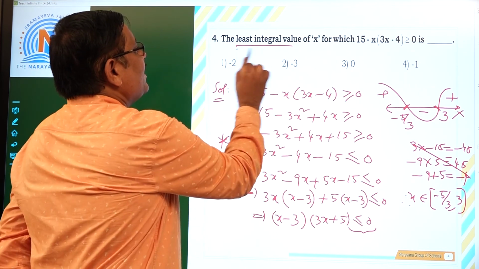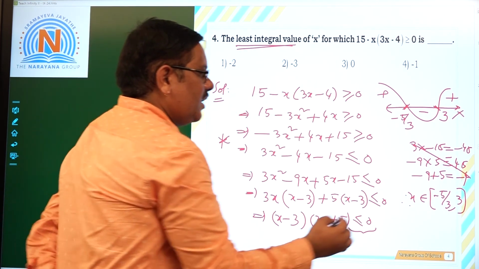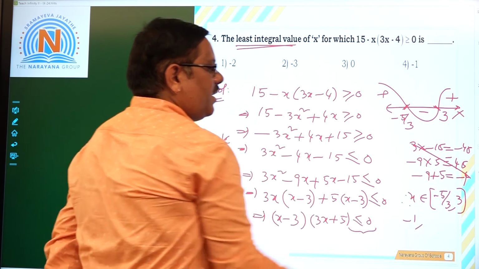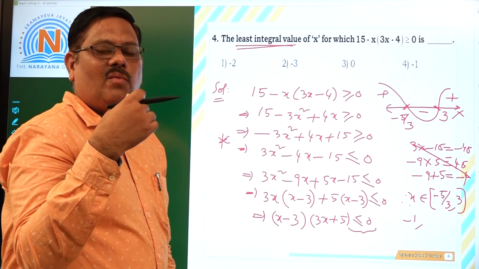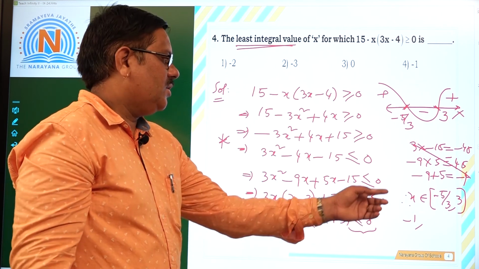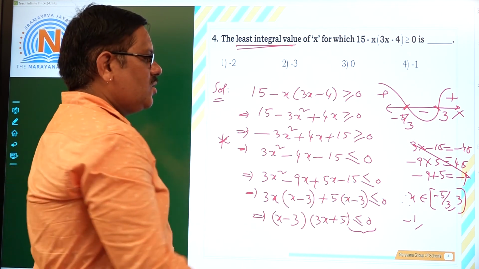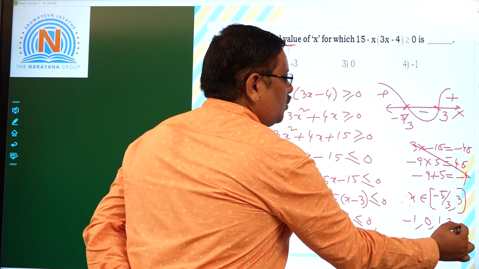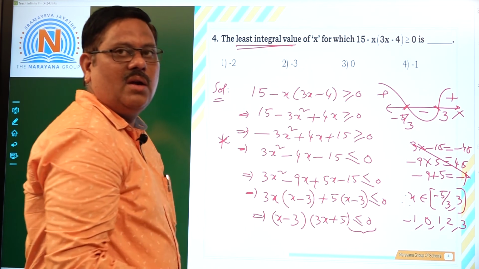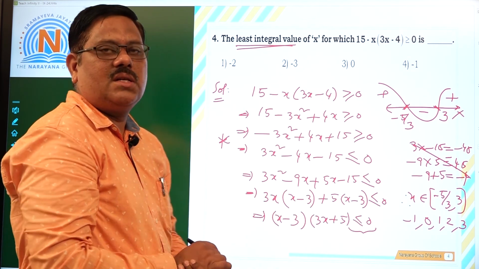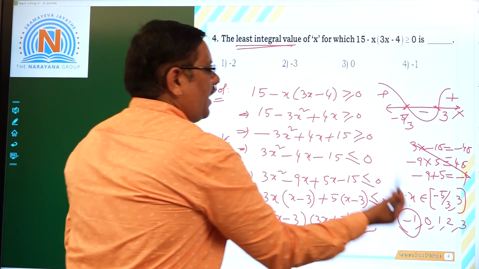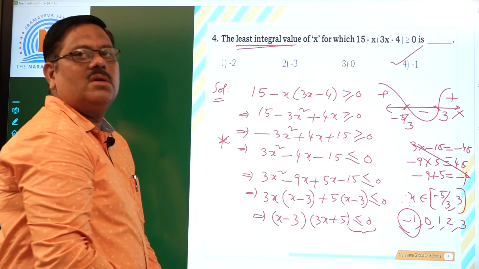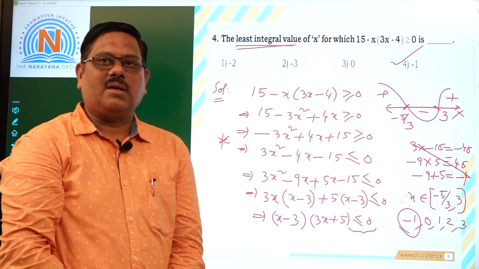Okay, least integral value he is asking. So what are the integral values that x will take? Minus 1, because minus 5 by 3 is minus 1 point something. Anyway, that is not an integer, don't take that. So it starts with minus 1, then you have 0, then you have 1, 2, of course 3 is also included. Out of all these 5 integers, the least integer is nothing but minus 1. So in the given options, minus 1 is nothing but the fourth option. So that is the right answer for this particular question.